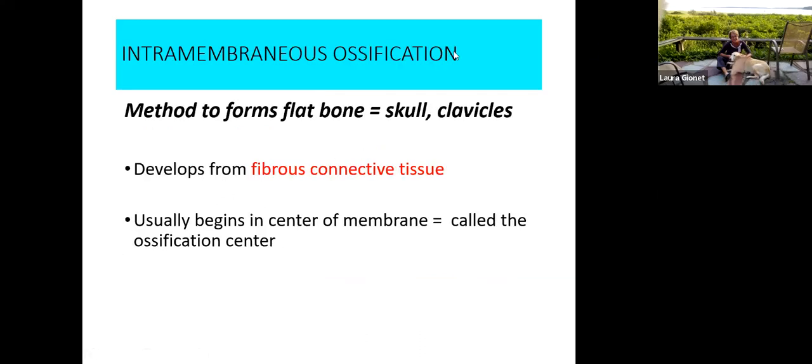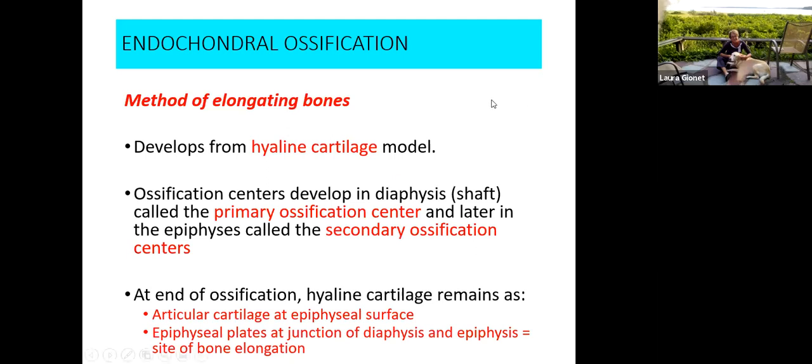Okay, so we have what's called intramembranous ossification. This is how flat bones form, like the skull and the clavicles. It develops from and originates from a different type of tissue. This develops from fibrous connective tissue. It usually begins in the center of a membrane called the ossification center. But its origin is fibrous connective tissue, and it develops into those flat bones. Long bones do it a little bit differently. We have a primary and secondary ossification center, called endochondral ossification, and then we have elongation of bones.